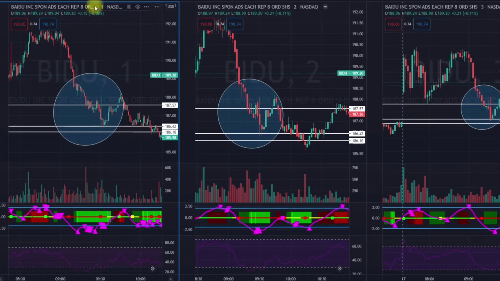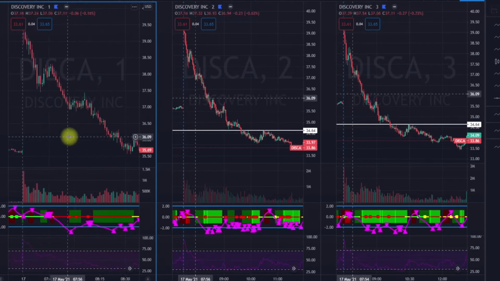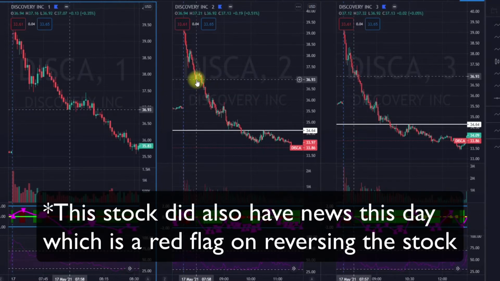What I really want to show you is one that is a very bad example. This did not have any kind of bounce really. And if we look at the 1 minute, we did go oversold right here, but if we look at the 2 and the 3 minute at that time, they're not even close to oversold.